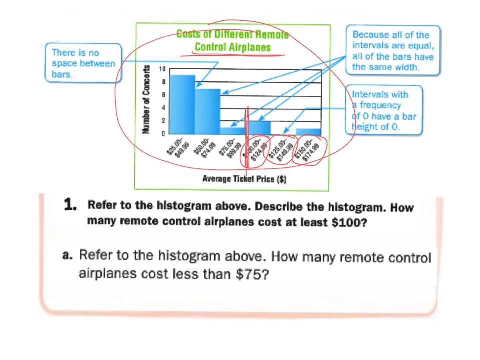So I'm going to go here and go forward. So this one is 2, 0, and then 1. So altogether that's 3 that cost at least $100.